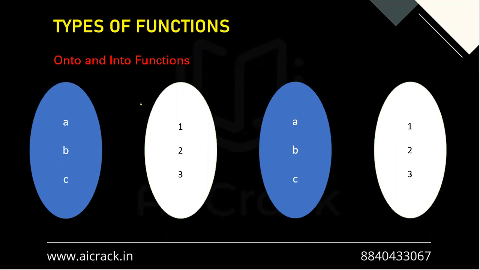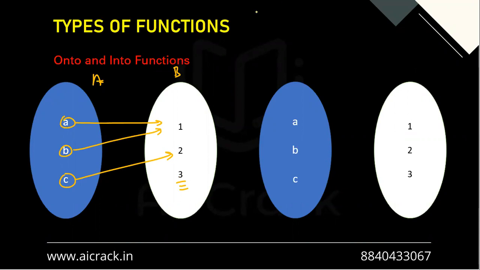Now let us talk about onto and into functions. So this is our set A, this is set B. Now let's take one example first. A is being mapped to 1, B is also being mapped to 1, C is mapped to 2. 3 is not being mapped, because that is totally fine in the case of functions, right? We have to map all the elements of set A.